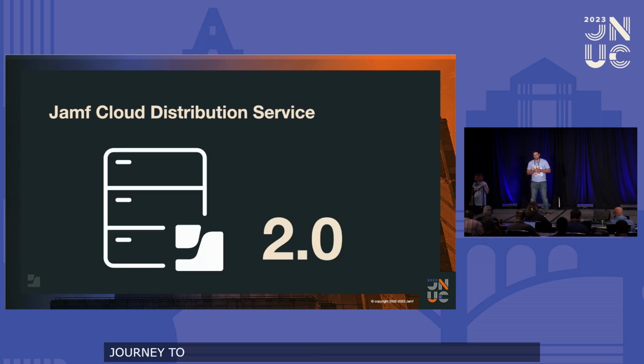So introducing JCDS 2.0, this technology is a modern cloud distribution service while keeping security top of mind. JCDS 2.0 not only solves critical challenges admins have faced with JCDS 1, but introduces new features admins and partners we believe will really enjoy.